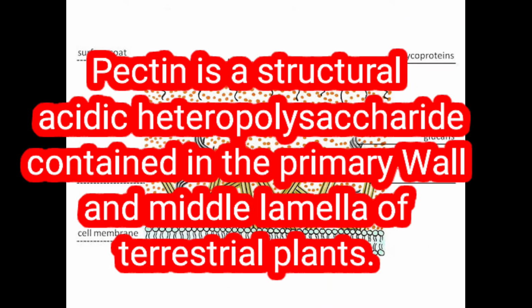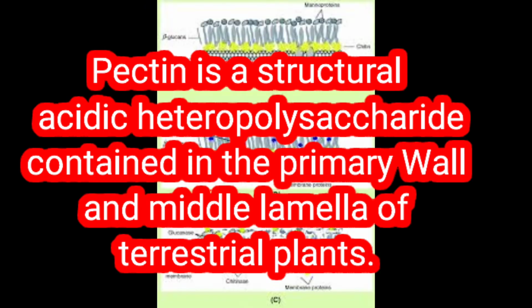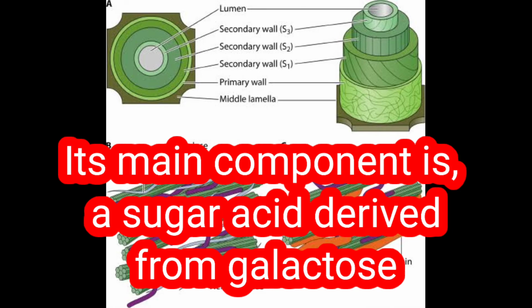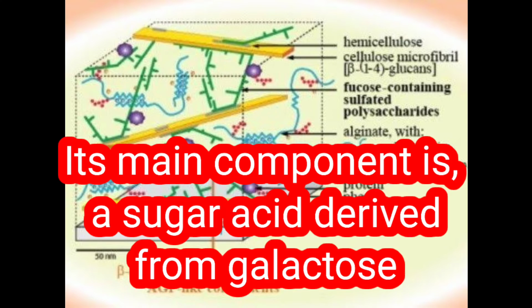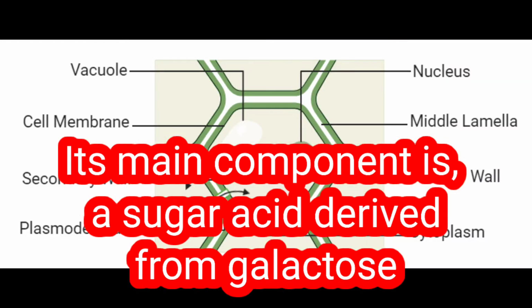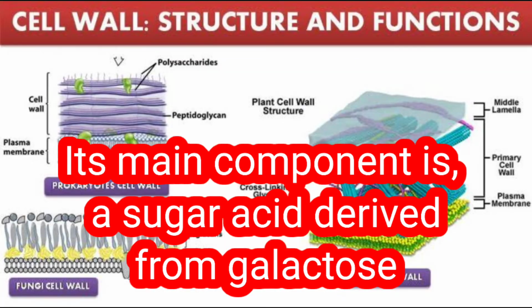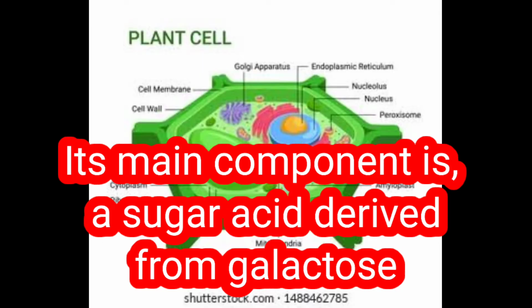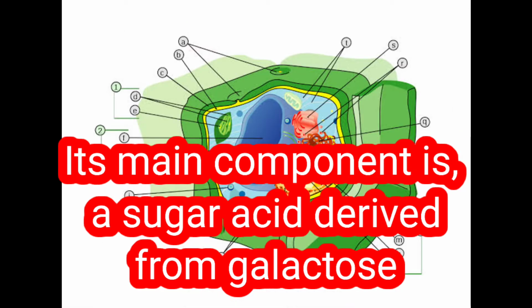So in short, pectin holds the cellulose fibrils together and makes them stronger. You should also remember this, that the cell wall is hyaline, glass-like when it is wet. Its main component is a sugar acid derived from galactose. We are talking about pectin. The heteropolysaccharide which is formed and holds cells together is known as pectin.